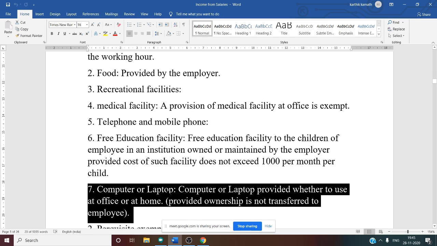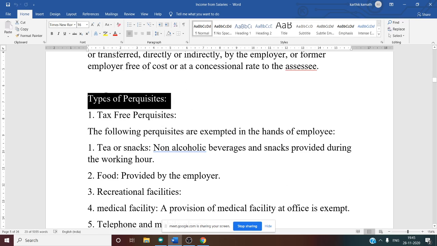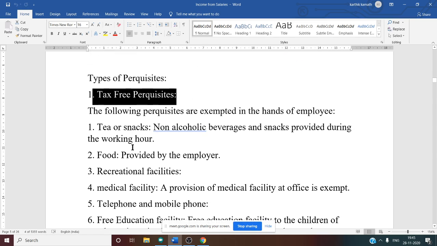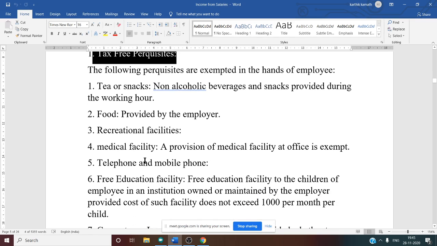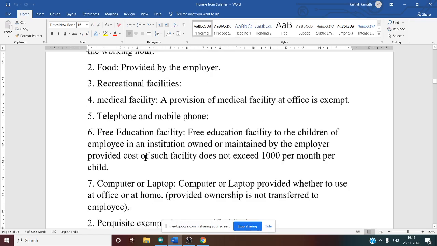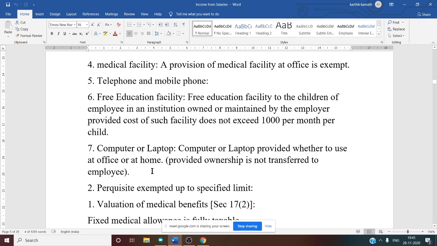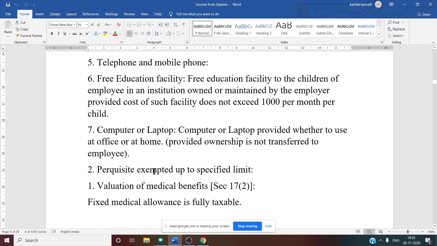So these seven things come under types of perquisite. Under that, the first one is tax-free perquisite. Under that, we have discussed seven types: tea and snack exempt, food exempt, recreational facility if mentioned exempt, medical facility exempt, telephone and mobile phone exempt, free educational facility, where there is a rule of 1000 per month per child, and computer or laptop exempt. Yes.